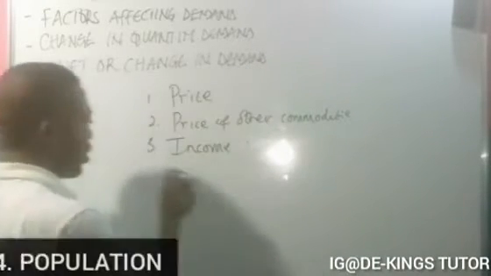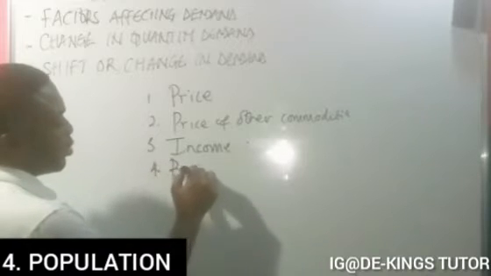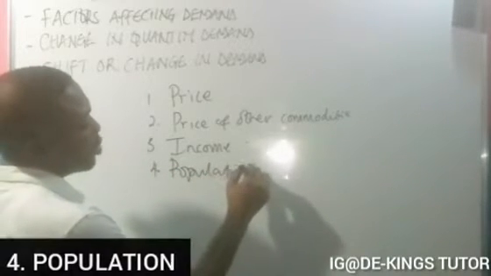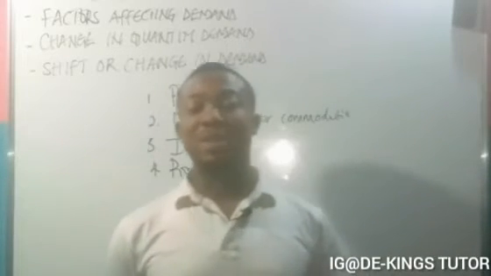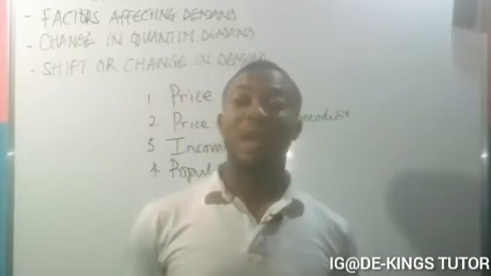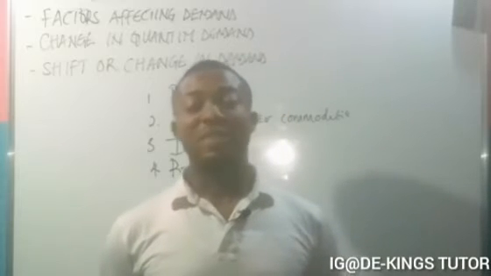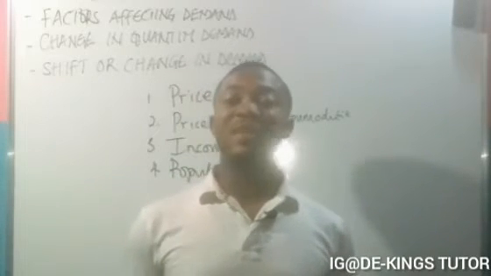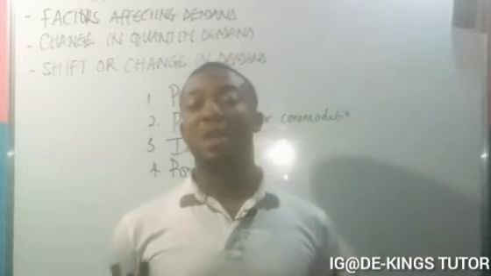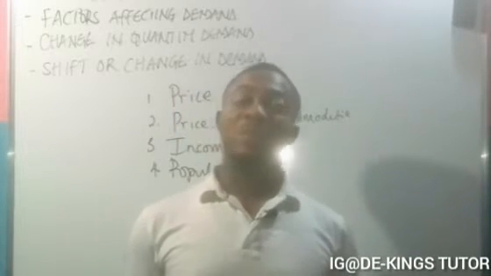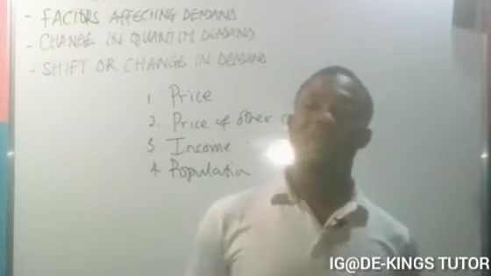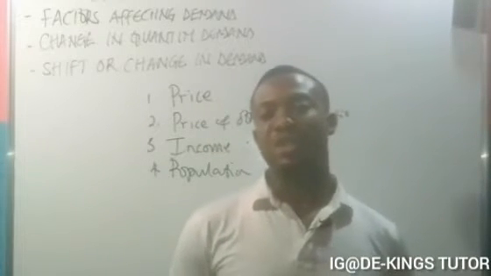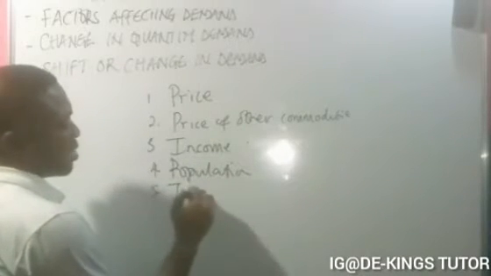Another one is population. Population is one of the factors affecting demand. Because these items will be purchased by humans, if there's an increase in population in a given area, it will increase the quantity that is purchased. Or if there is a decrease in the population, it will also lead to a decrease in the commodity being purchased.